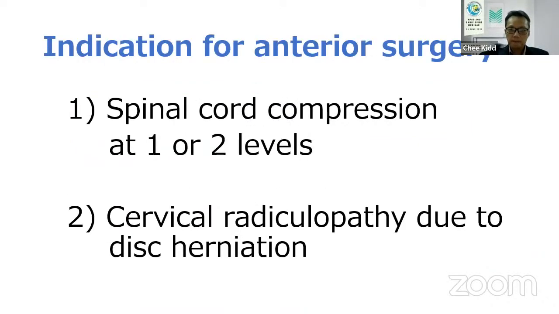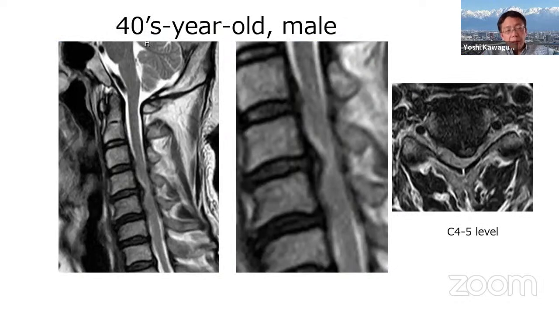The indication of ACDF is number one, spinal cord compression at one or two levels. Number two, cervical radiculopathy due to disc herniation. This is a case of a 40-year-old male. He had radiculomyelopathy due to cervical disc herniation at C4-5 level. This is the best indication for ACDF.